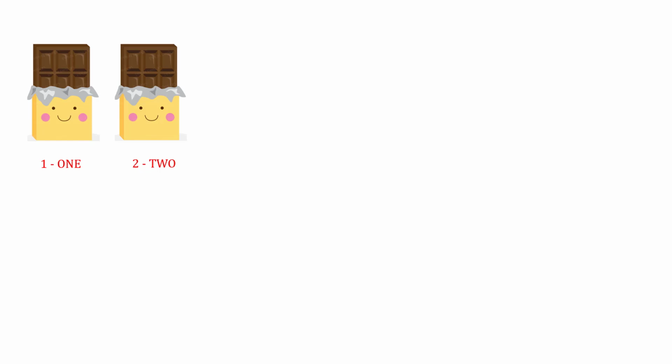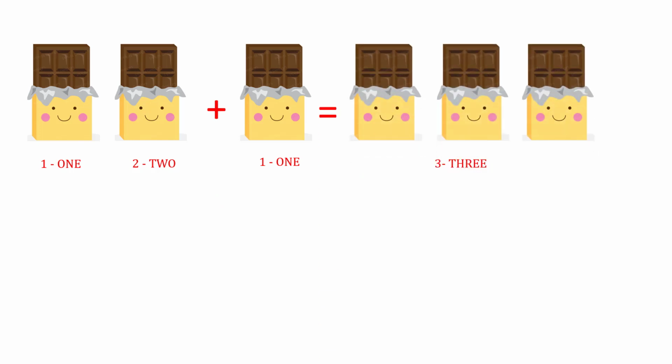Suppose you had 2 chocolates and your mama gave you 1 more chocolate. How many chocolates you have now? 2 plus 1, that is 3. Let's see how the addition goes. 2, you had 2 chocolates plus 1 that your mama gave you. So there are now 3 chocolates. 2 plus 1, 3 chocolates.